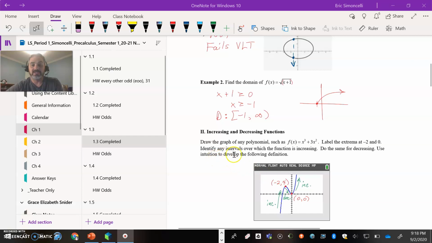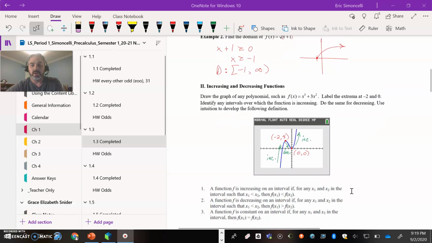It also says identify any intervals over which the function is increasing. Do the same for decreasing. Use intuition to develop the following definition. So as it turns out, the function is going up, or increasing from left to right, from negative infinity on the left all the way up to negative 2. It's decreasing between negative 2 and 0, and then it's increasing again from left to right from 0 off to infinity.